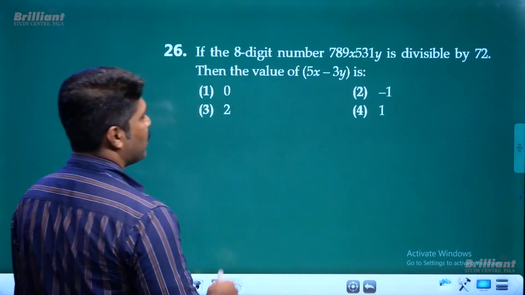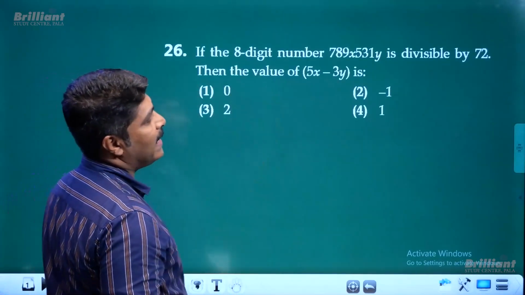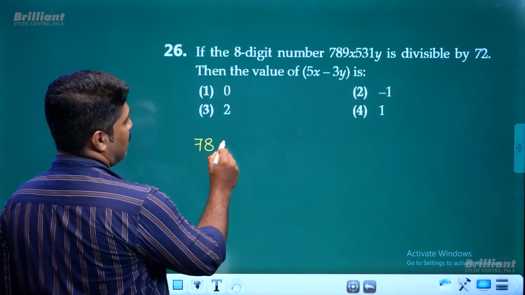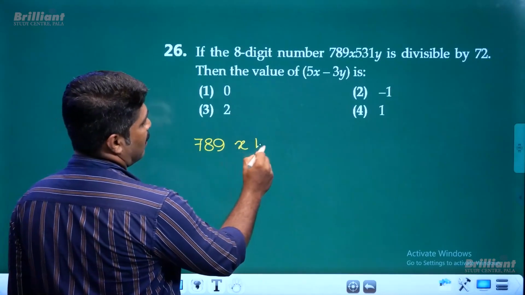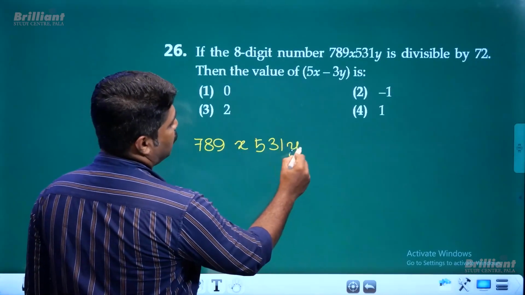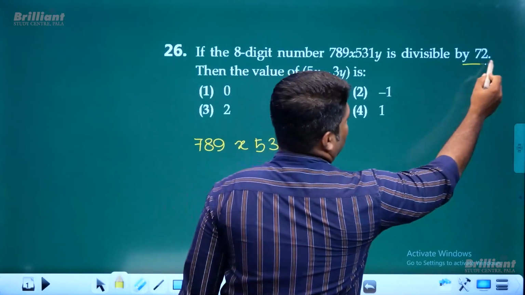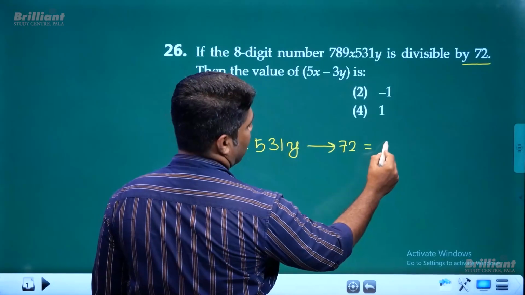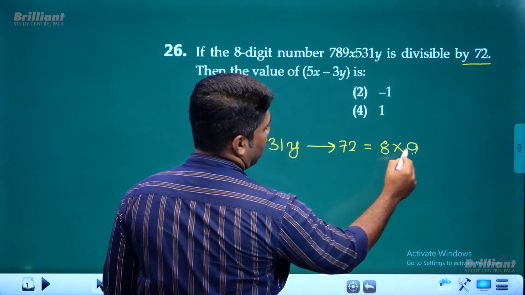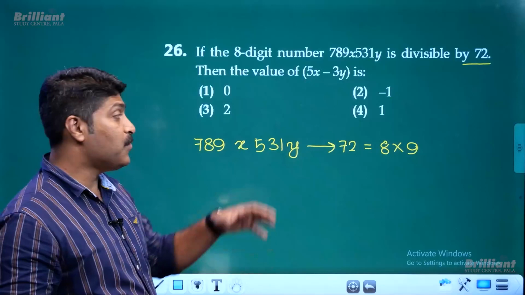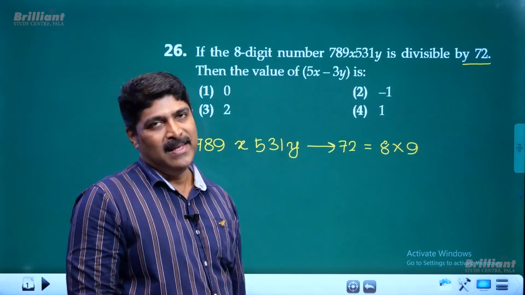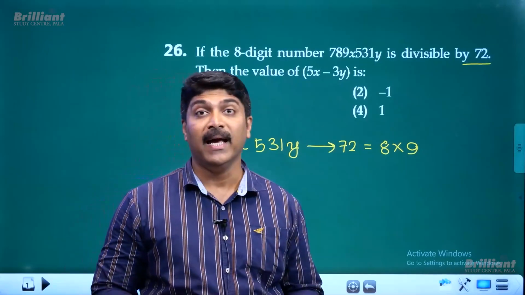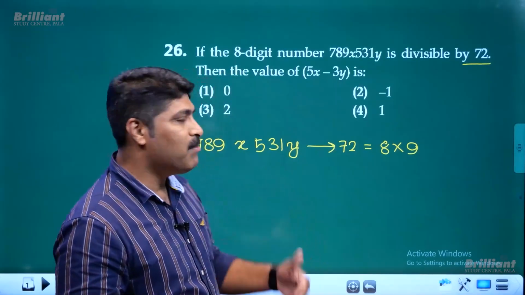Here, first of all, we have to consider this number 789x53y. This number should be divisible by 72. So what is this 72? As per divisibility, 72 is nothing but 8 into 9. We have to check the divisibility of these two factors, 8 and 9. So just recall the divisibility rule for 8 and the divisibility rule for 9.